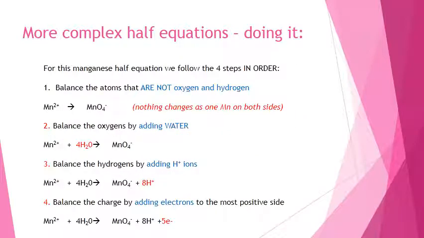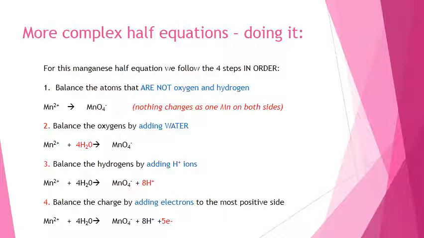Okay, so here's an example that I'm going to give. It's going to be manganese 2 plus going to permanganate. Okay, so the first step, nothing has to change because you've got manganese on both sides. In the second step, you add 4 waters to the left hand side because there are 4 oxygens on the right hand side. Okay, so that's why you need to add the 4 waters, because that gives you the 4 oxygens.